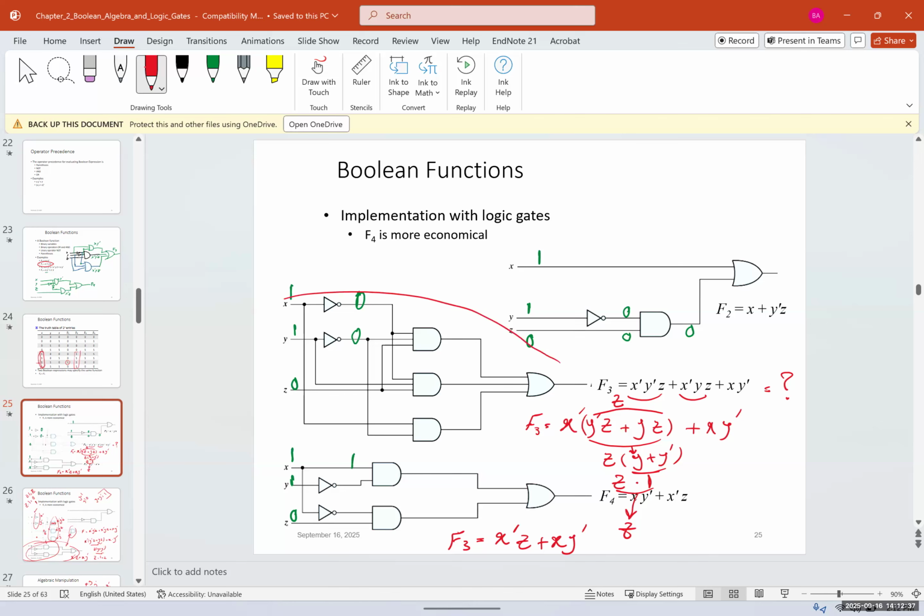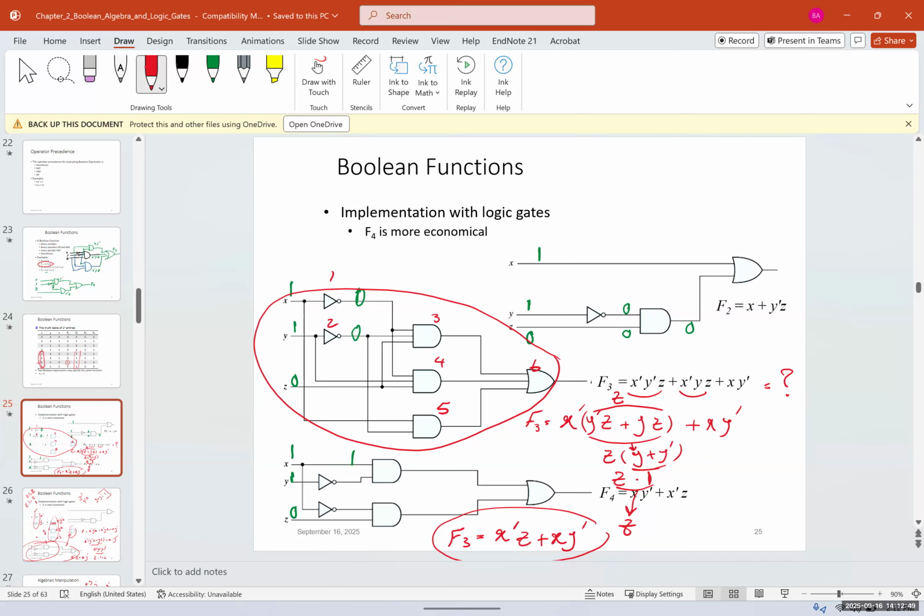Now, how many gates do I have here? 1, 2, 3, 4, 5, 6 logic gates. How many gates do I need here? 1, 2, 3, 4, 5. And this is one way. So we can reduce the number of gates using Boolean algebra. And that's the main reason we use Boolean algebra. Imagine you can reduce the number of gates from 10,000 to 7,000. You're going to get rid of 3,000 transistors. You're going to make your computer much more efficient, consume less power, generate less heat, and so on.